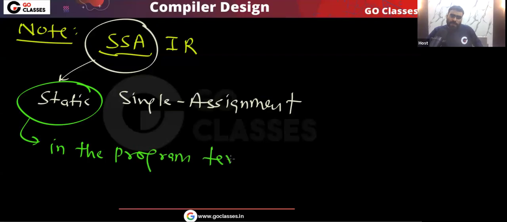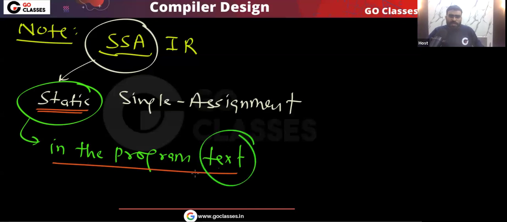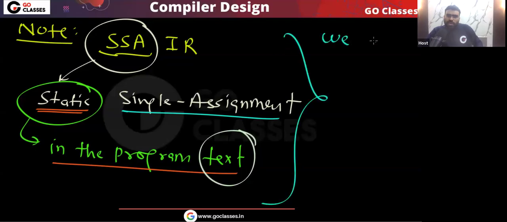Tricky questions can be created if you do not understand what this word means. Static means in the program text. Just look at the program text. We don't care what happens during the runtime. In the program text, single assignment should happen. So we do not care what happens during execution. We don't care about execution or runtime.